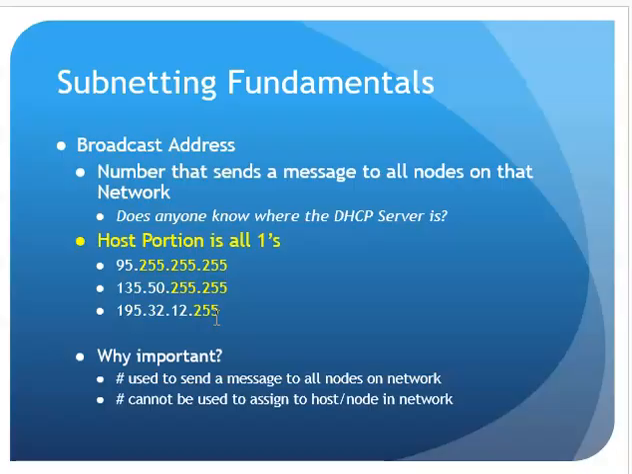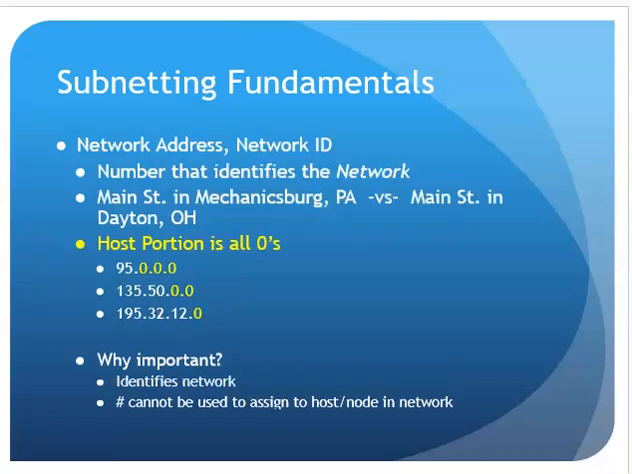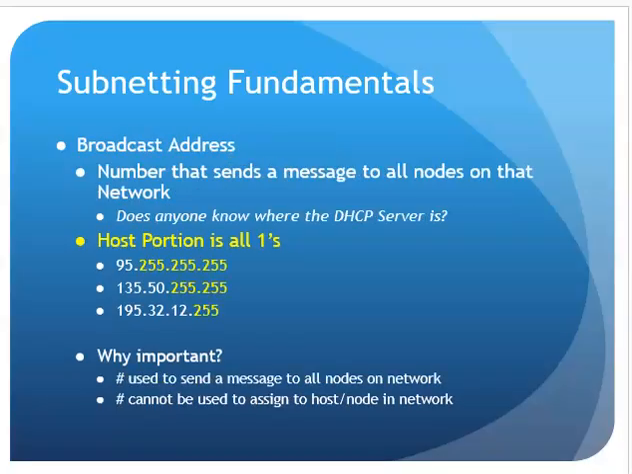Again, why is that important? It's a number that gets used to send a message to everybody on the network. Secondly, I cannot assign that to a node on the network. I can't assign that to a printer. If I tried to print to that, every time I went to print, that message would go to everybody on the network, which I don't want to do. So the network ID or network address, I need to remember host portion is all zeros. I can't use that to assign to a computer or printer. Broadcast address, host portion is all ones. A lot of times I'll see that as 255. Again, I can't assign that to a computer or printer on my network.